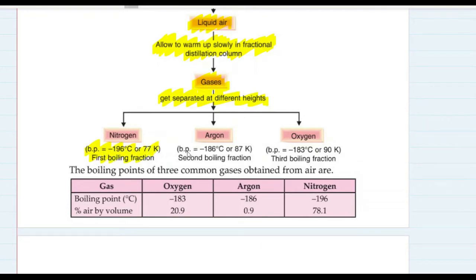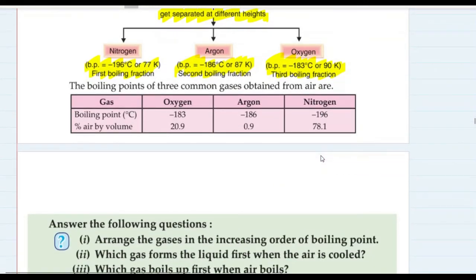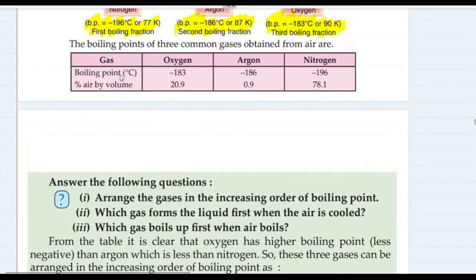Nitrogen, followed by argon, followed by oxygen. All of them have different boiling points, so they are separated at different points of time. Okay, so the boiling points of three common gases formed from air are given over here, and the percentage in which they are obtained is also given. 78% will be nitrogen, 0.9% will be argon, and approximately 21% oxygen.